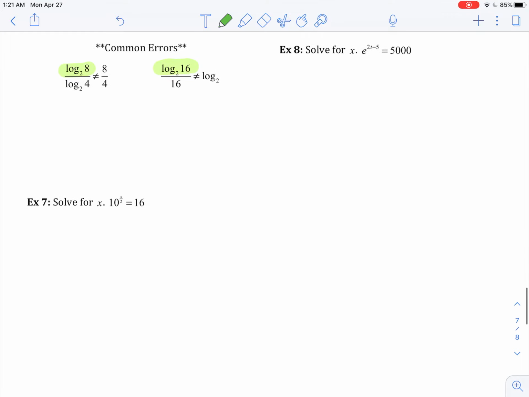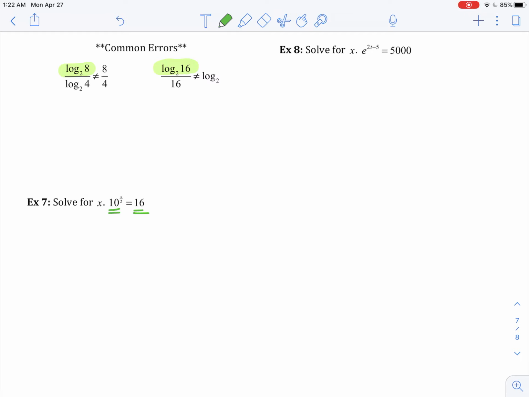Last two examples. On number 7, we want to solve for x, so we will be solving some equations. We have 10 raised to the exponent of x over 2 equal to 16. Now keep in mind before, anytime we were solving for the exponent, we were trying to get like bases. And unfortunately, we will not always be able to get like bases. If we can, it definitely makes it easier to solve, and I strongly encourage you to do so if you can. But if you can't, that's okay, because we can still solve.